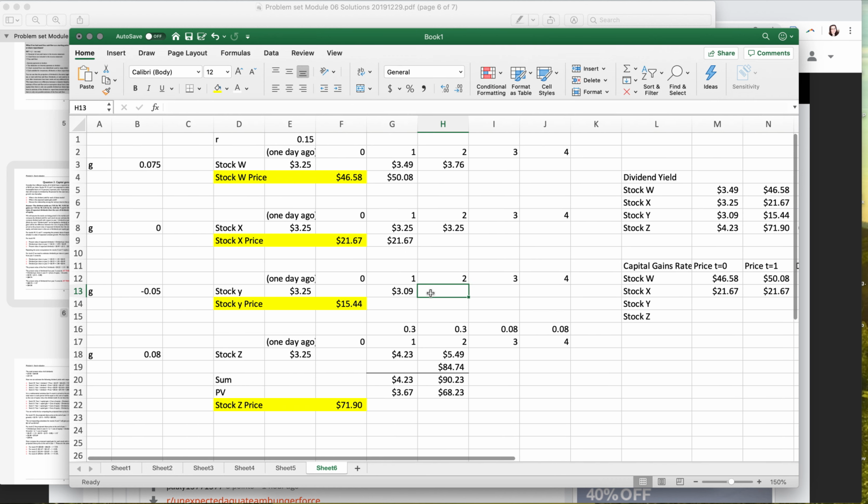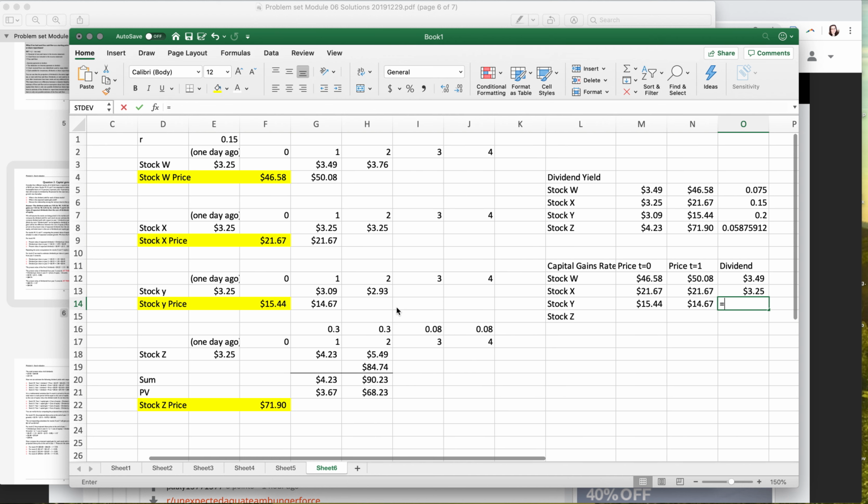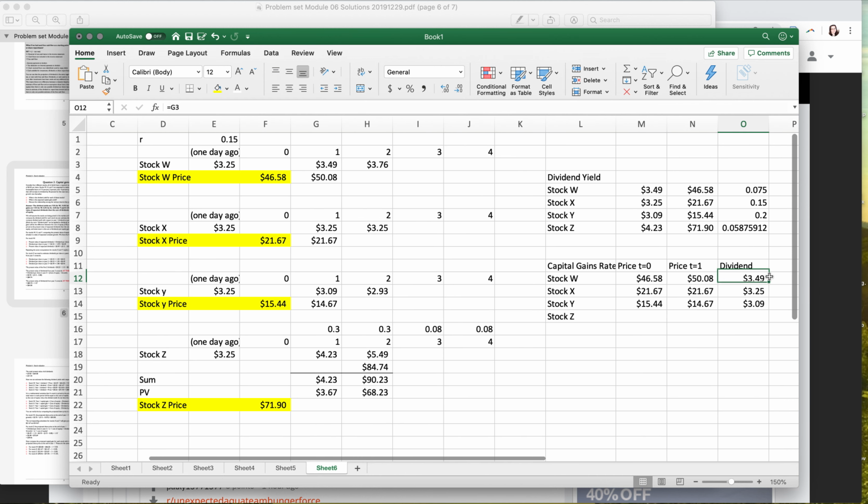All right, let's do stock Y times 1 plus G. Notice the dividend gets smaller, so the price here is going to be over R minus G. So again, it should make sense to us. The dividend is getting smaller, the price is getting smaller. Here's that. Oh, capital gains shouldn't take into account dividend. We don't actually need that.